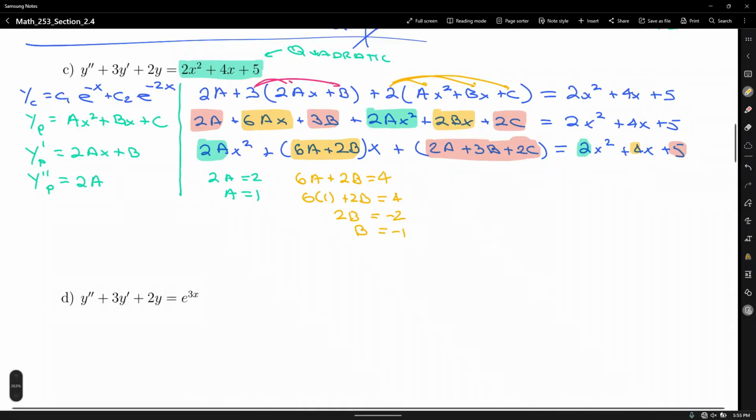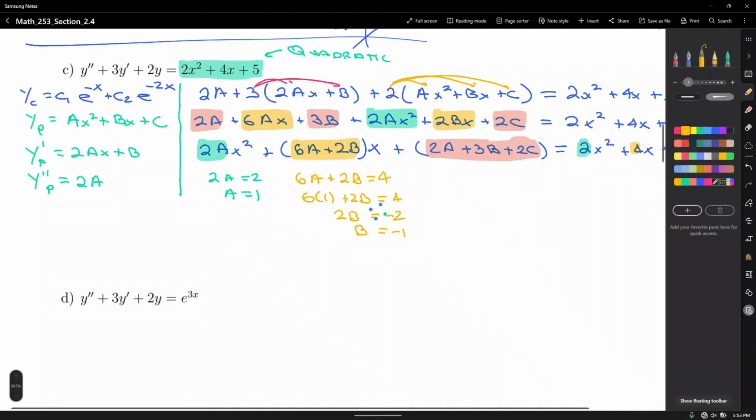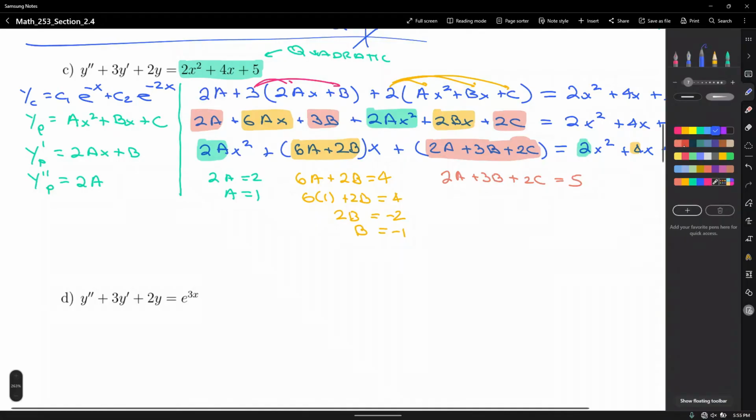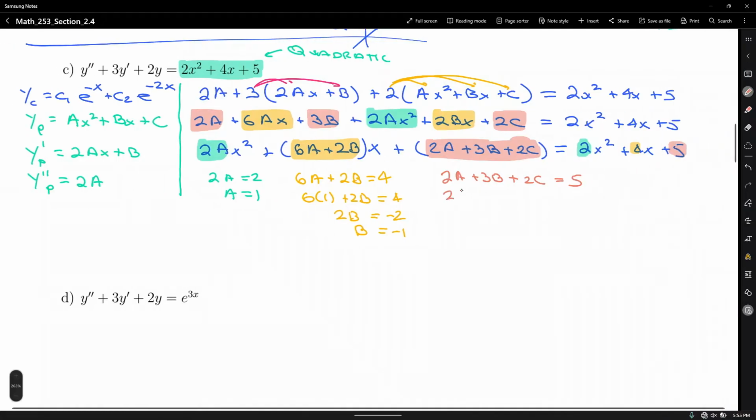Well, actually, I'm going to need some space. Okay, lastly, what do we have? 2a plus 3b plus 2c equals 5. So, that's one equation, 3 unknowns. But the good thing, again, we already have a equals 1 and b equals negative 1. So 2 times a, which is 1, plus 3 times negative 1, plus 2c equals 5.